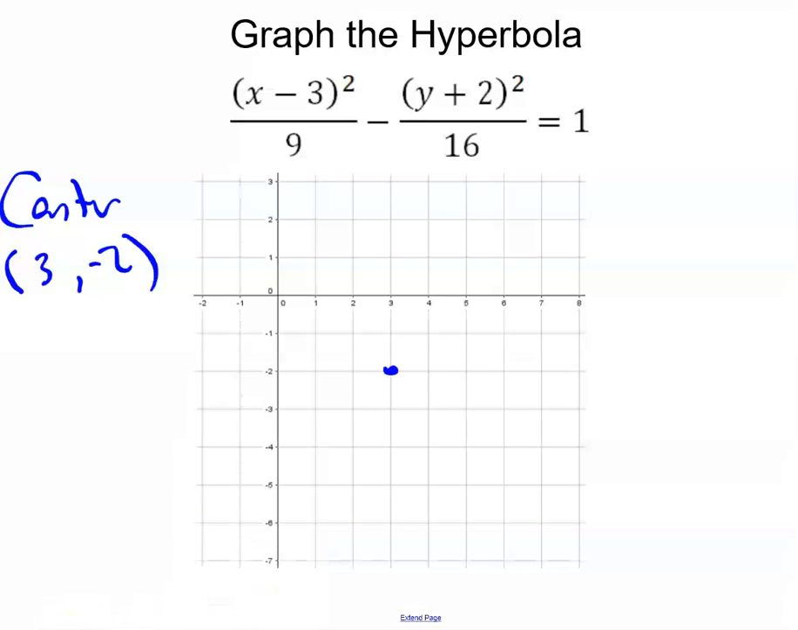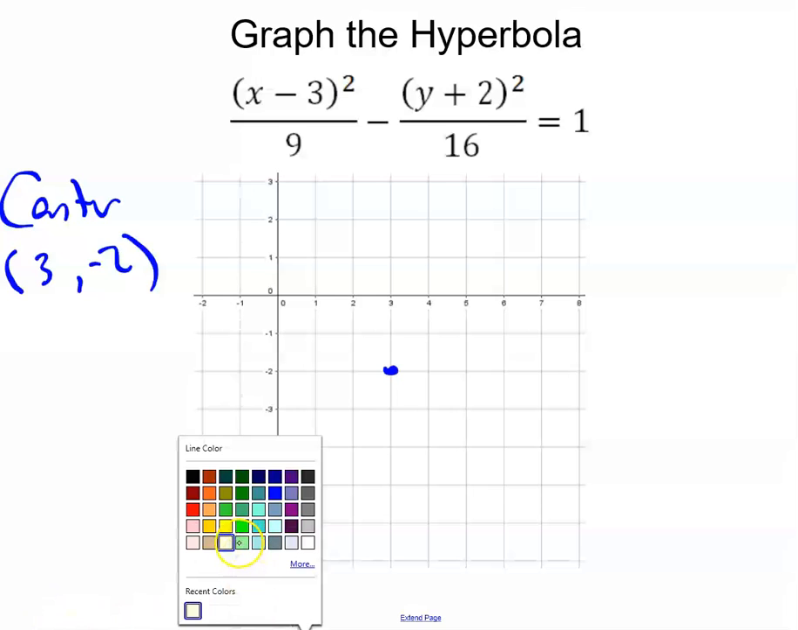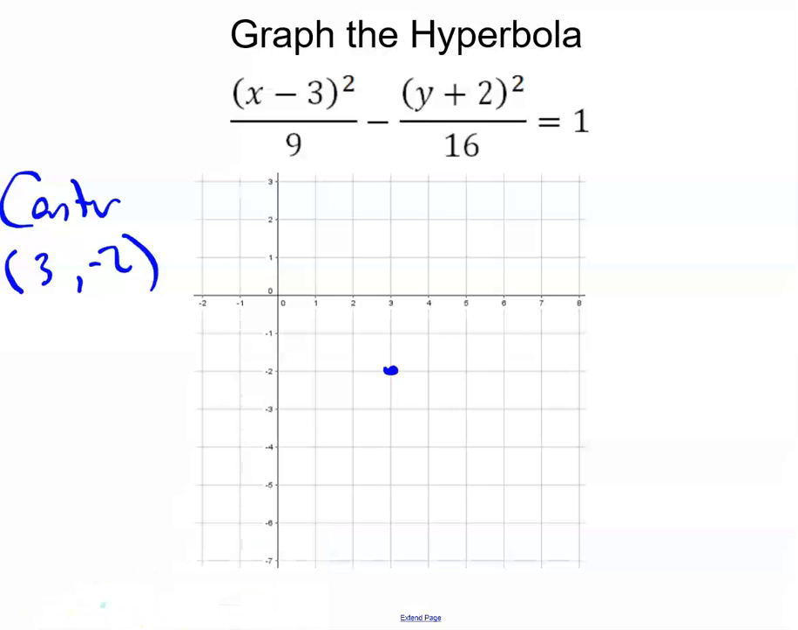Okay, so I'm just going to pick a light color to use here because you'll see why as I go through. So this first part of what we're going to graph isn't actually part of the graph. Hyperbolas have asymptotes. They have slant asymptotes. And so what we're going to do is draw in the slant asymptotes.